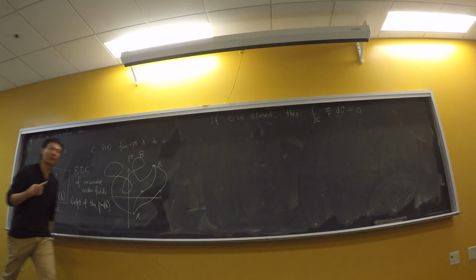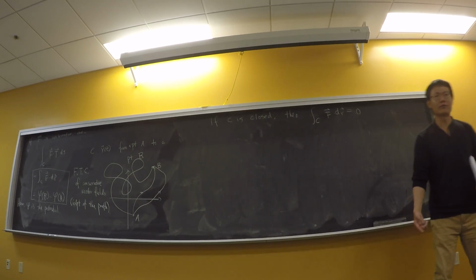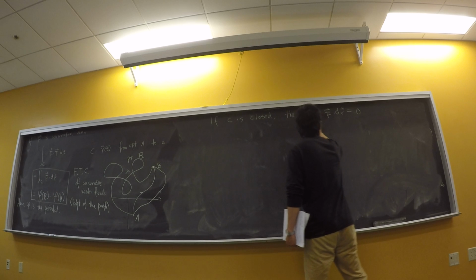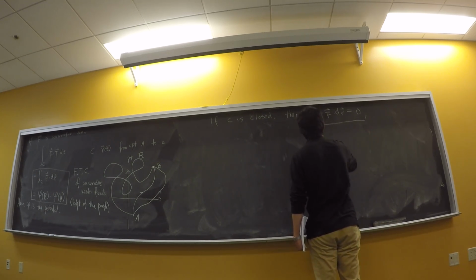So the line integral of a conservative vector field along any closed curve is always equal to 0. Okay? This is a very, very special property of a vector field. Okay? And this notation, as long as C is closed, in a lot of cases is written down in this form.